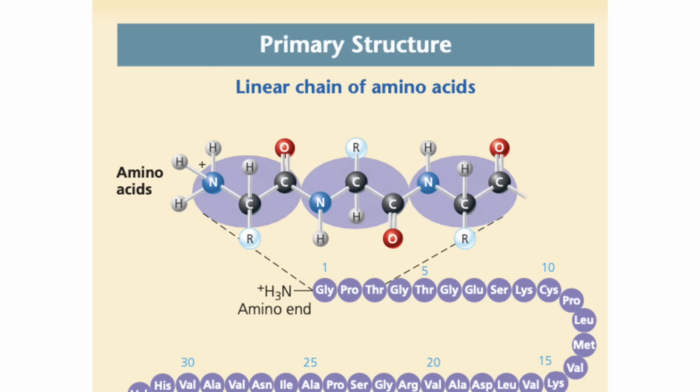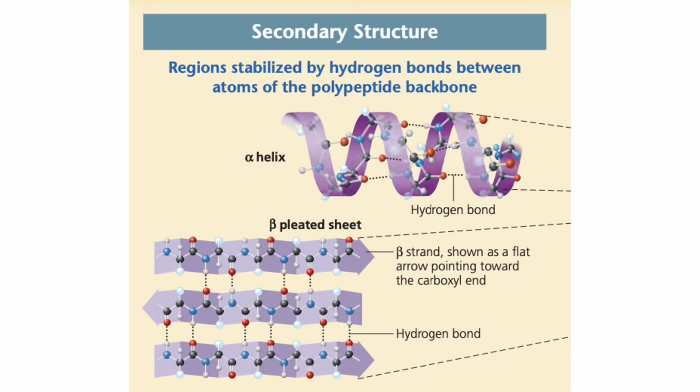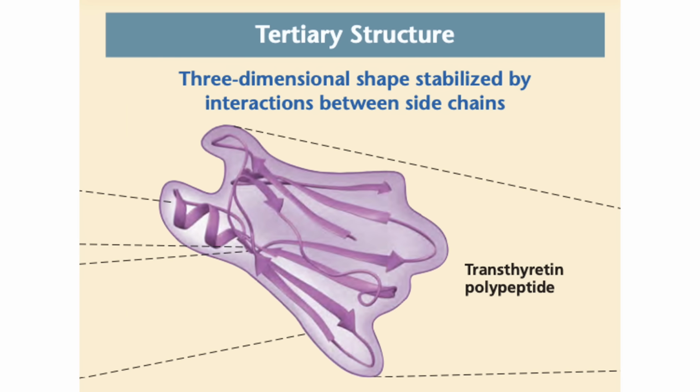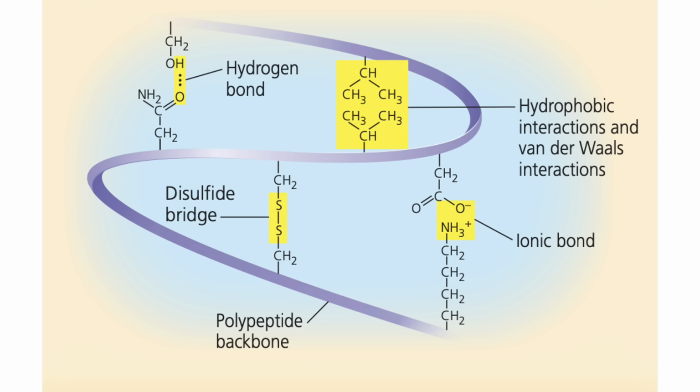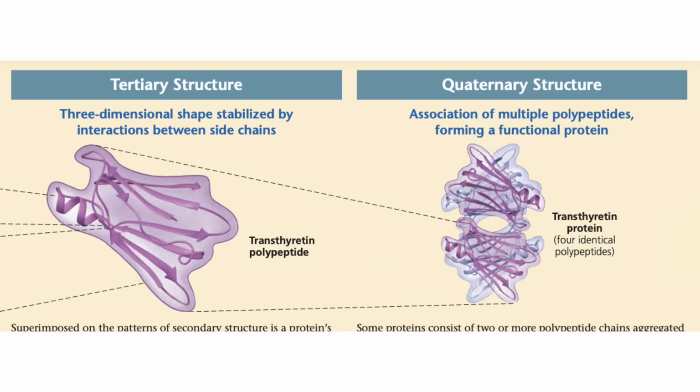The primary structure is the sequence of amino acids, while secondary structures are commonly found shapes within proteins such as alpha helices and beta pleated sheets. Tertiary structures refer to that unique shape due to the R group interactions discussed earlier. And finally, quaternary structures form when multiple polypeptides combine to form a single functional protein.